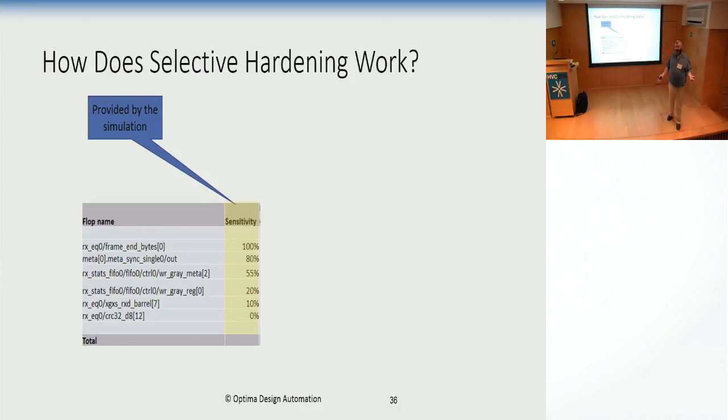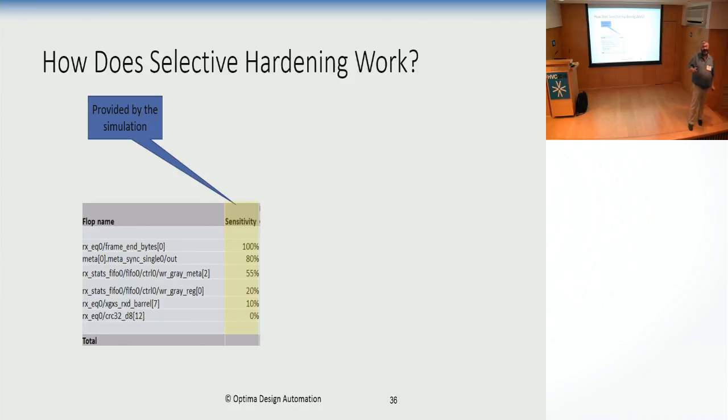The ideal would be to figure out which flops I want to harden, which flops are important and which flops are not, and then harden specifically the ones that will give me the biggest improvement in safety. And this is how you do that. You start with a list of all your flops and the sensitivity. Sensitivity says, given that a bit in this flop is flipped, what is the probability of something bad happening? It is not always 100%. Sometimes it's 100%, sometimes it's 0, and sometimes it's in the middle.